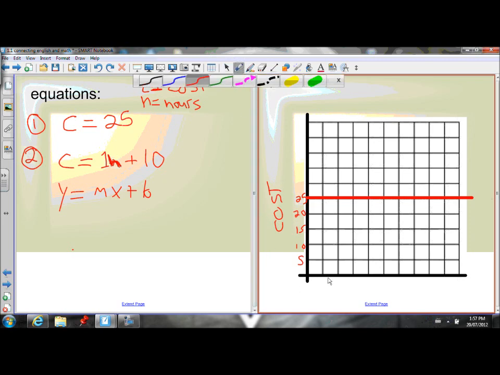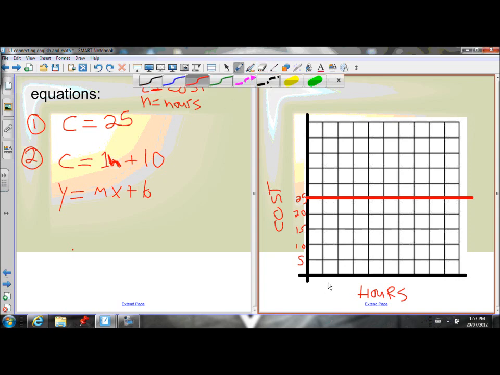Our independent variable is hours. We're going to need this for our second company here. Hours. I'll make that go by 2s: 2, 4, 6, 8, 10, 12, so I can make sure we can get our point of intersection on here.